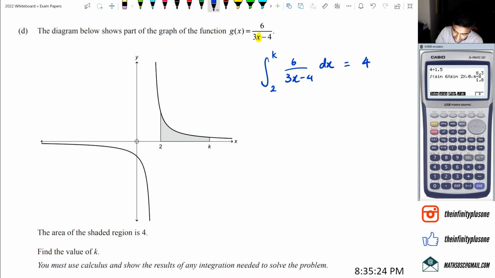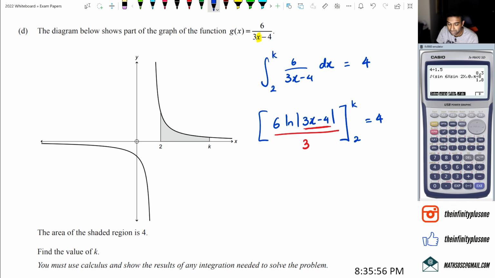It's ln. So I've got 6 ln of 3x minus 4. Don't need to worry about the plus c because we've got definite integrals, but there's one part that we do need to remember. We have to divide by the differentiation of whatever's inside this bracket. In this case, the differentiation of 3x minus 4 is 3, so we're going to put that here, and that's between k and 2, and this is equal to 4.